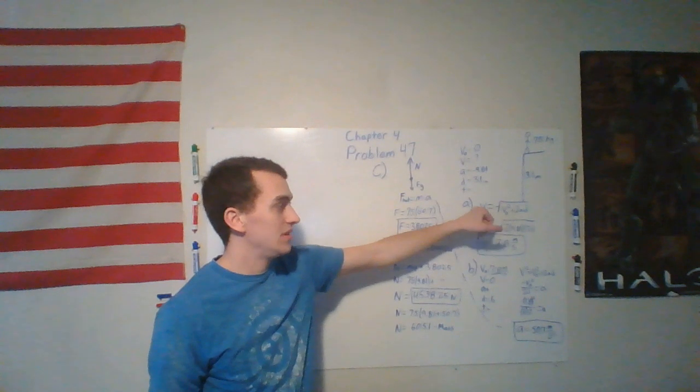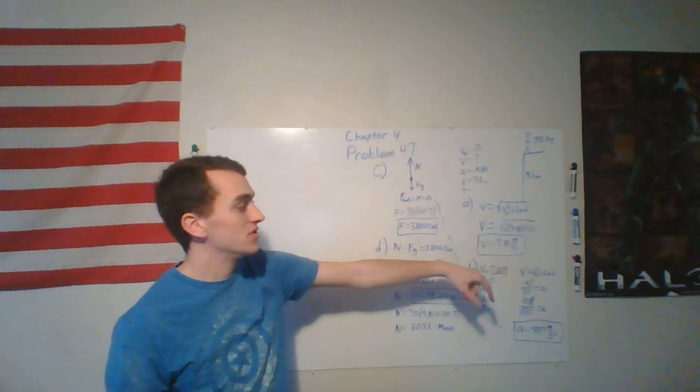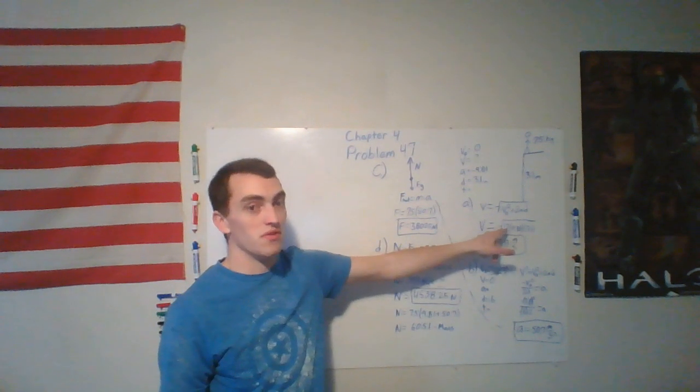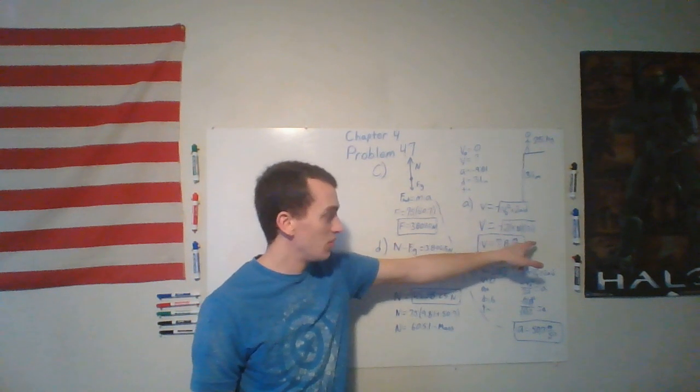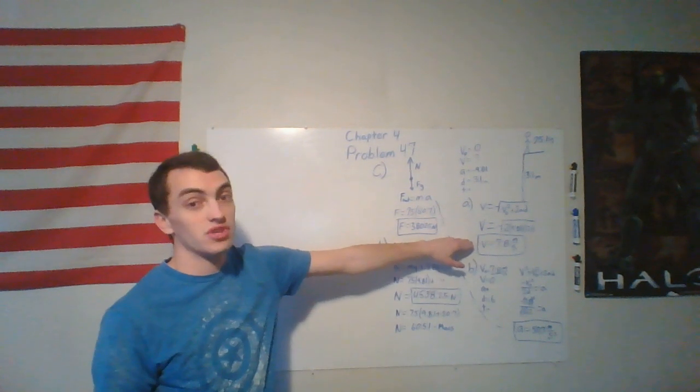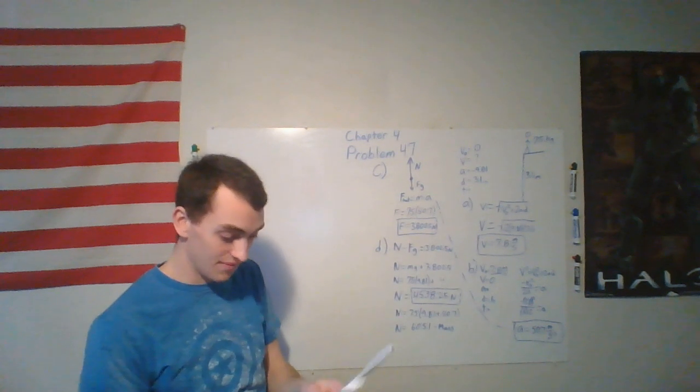Just solve for v by square rooting both sides. Plug in your numbers into a calculator. So v equals the square root of 2 times 9.81 times 3.1. And his final velocity when he hits the ground is 7.8 meters per second.